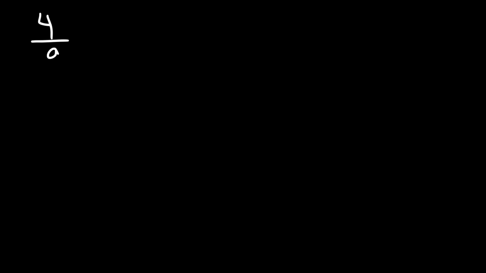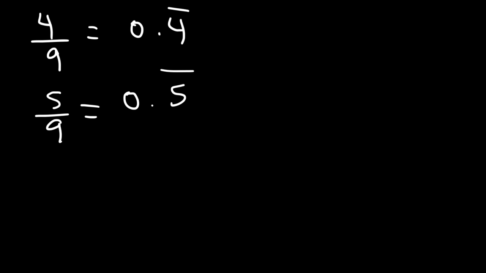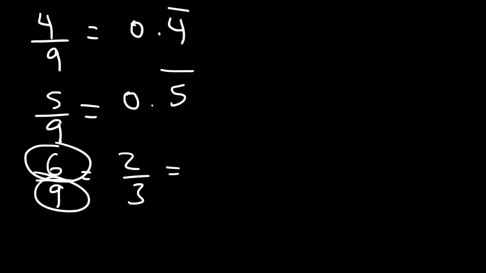And so you can see a pattern here. 4 over 9 is 0.4 repeated. 5 over 9 is 0.5 repeated. 6 over 9, which is the same as 2 over 3 if you divide the top and the bottom number by 3, is equal to 0.6 repeated.